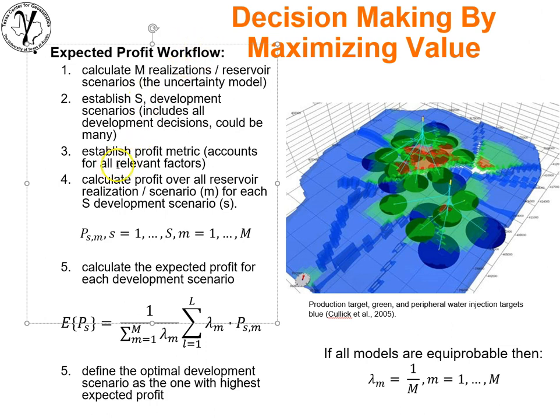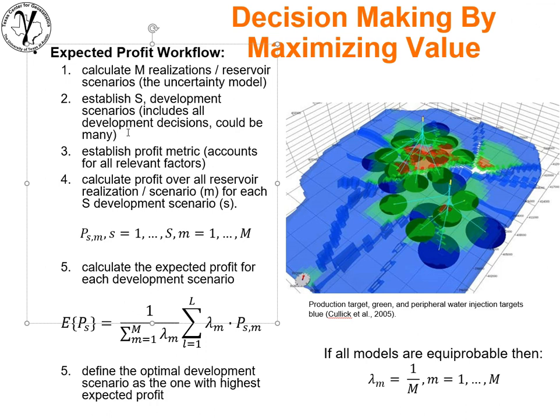Then what we can do is establish a profit metric. Is it volumetrics? Is it the average gold grade? Is it the recovery factor? What is the thing that we're trying to maximize? Now, what's interesting is that, in fact, the best way to do this is to get it all the way to dollars. Don't stop at recovery. Include the economics and get it to the actual value of the project.